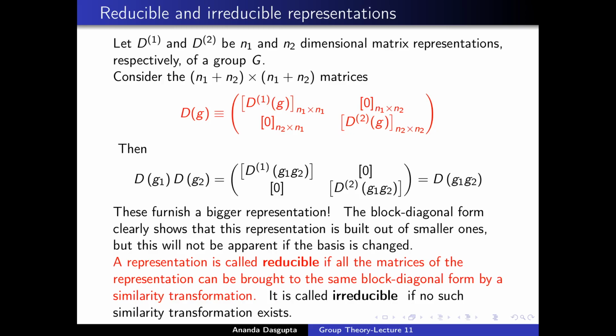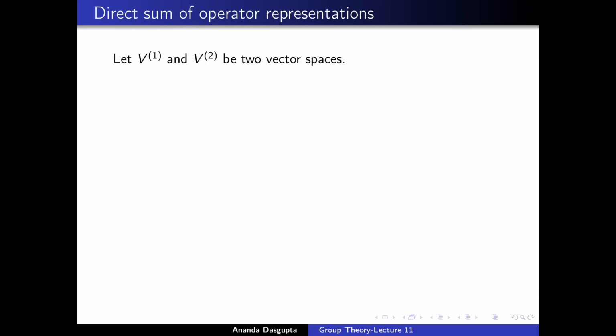We will continue with our discussion of reducibility, but this time, instead of using matrix representations, we are going to talk about reducibility in the language of operator representations or linear representations. In order to understand this, we need to first recall a concept from linear algebra, that of the direct sum of two vector spaces. So we start with two vector spaces V(1) and V(2). Once again, the 1 and 2 have been written here as suffixes within brackets, just so that you do not confuse them with powers.